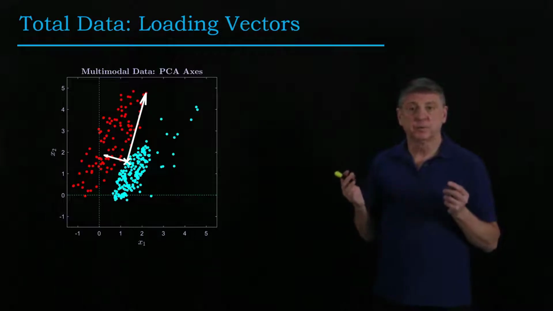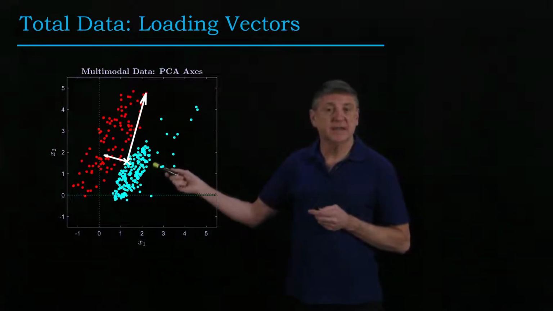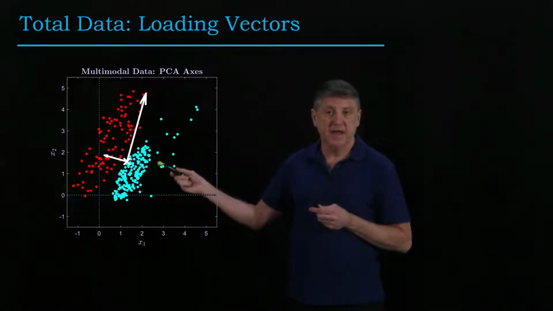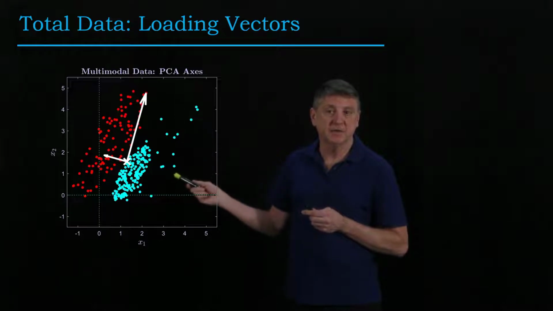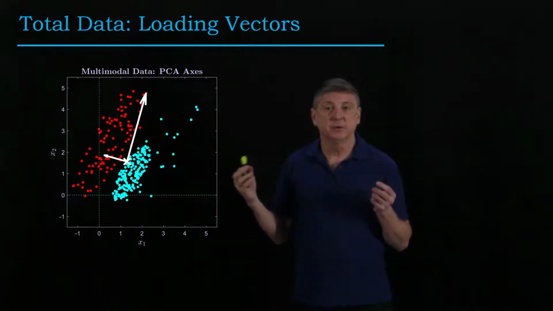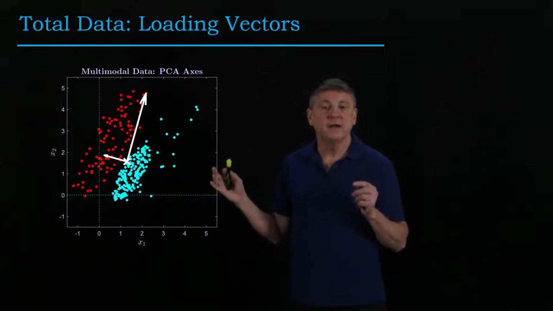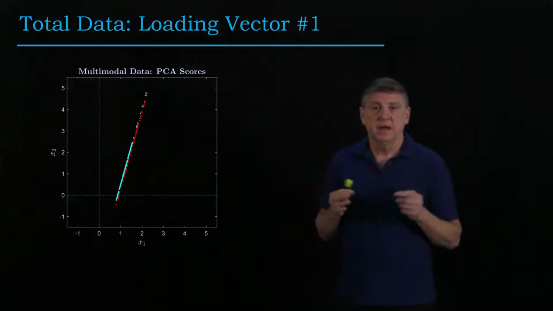When I perform principal components analysis, the white X indicates the mean of all of the data, and the large arrow indicates the first loading vector, and the smaller arrow indicates the second loading vector. So we can see that the loading vectors are aligned with the major and minor axes of this original data.